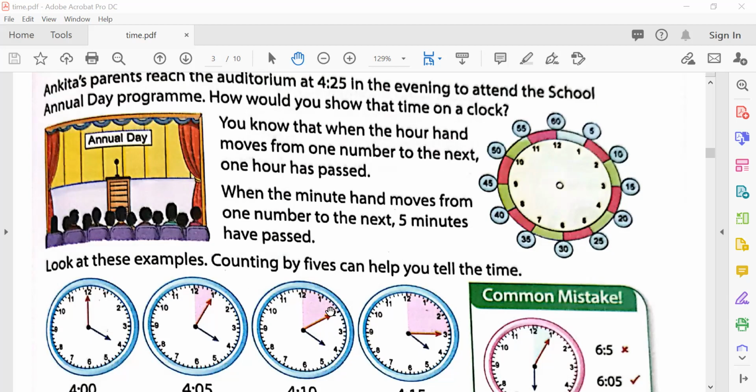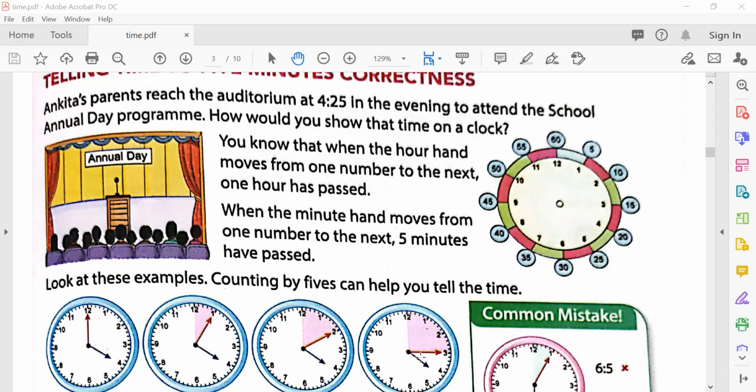And the third one is for 4:10. So how will you say it? 4:10. So how will you say this? How many minutes past 4? How many minutes? How much time has gone? 5. Why will it be 5? Because this one is 5. Yes, to 10. So how many minutes past 4? 10 minutes past 4. Have you understood or not? Understood.